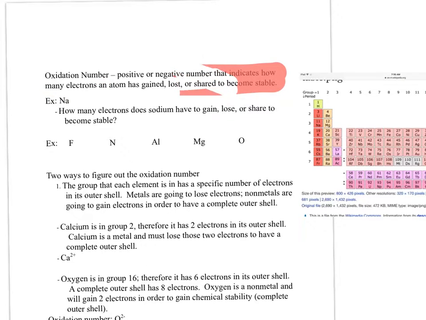How many it has to gain, lose, or share to become stable. You're like, well, how does it become stable? Remember, a full outer shell is what we're looking for, whether it be 8 or, for the early initial elements, 2. We want to get it to that point where we have a full outer shell. And there's a couple ways to do this.